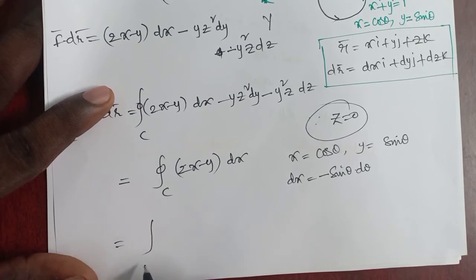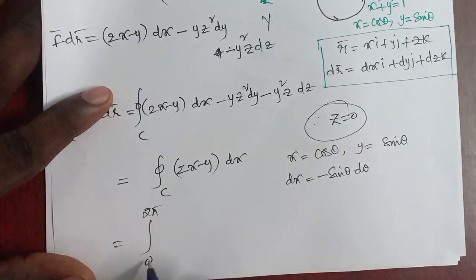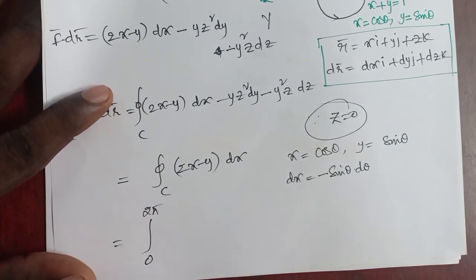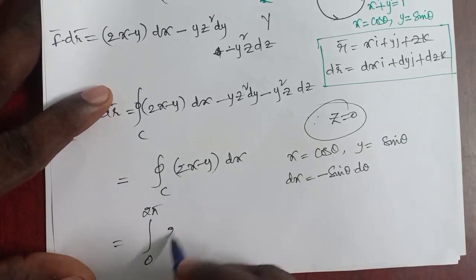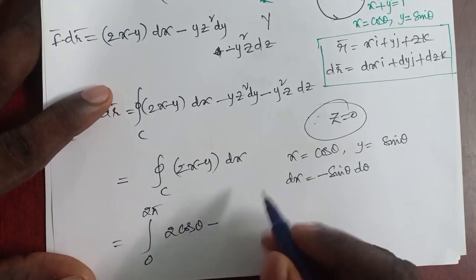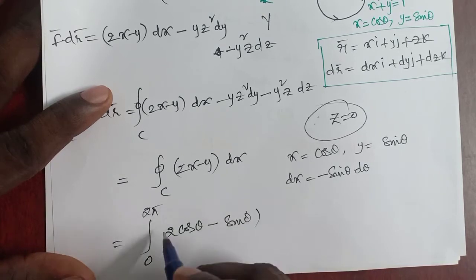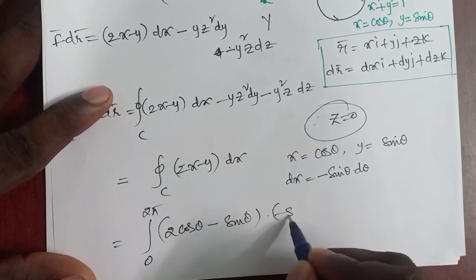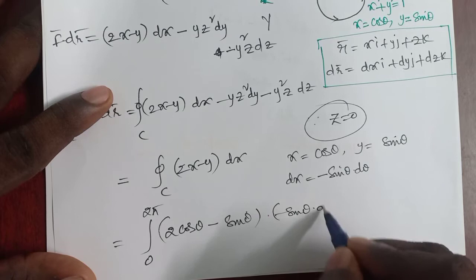The line integral from 0 to 2 pi, which is a closed curve, of 2 into x, which is cos theta, minus y, which is sin theta, into dx, which is minus sin theta d theta.